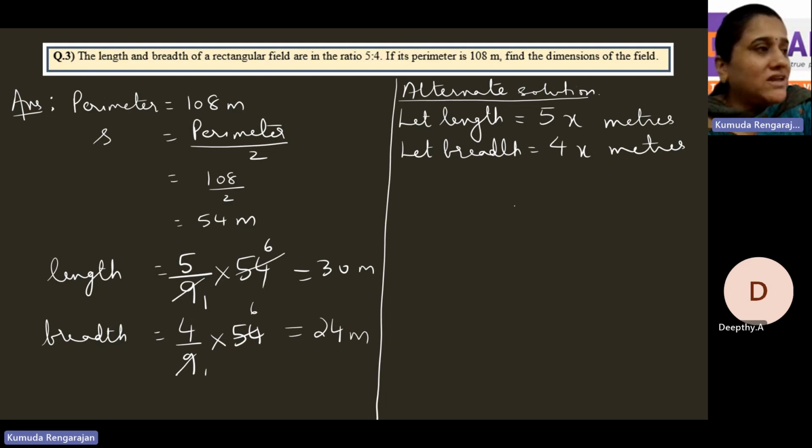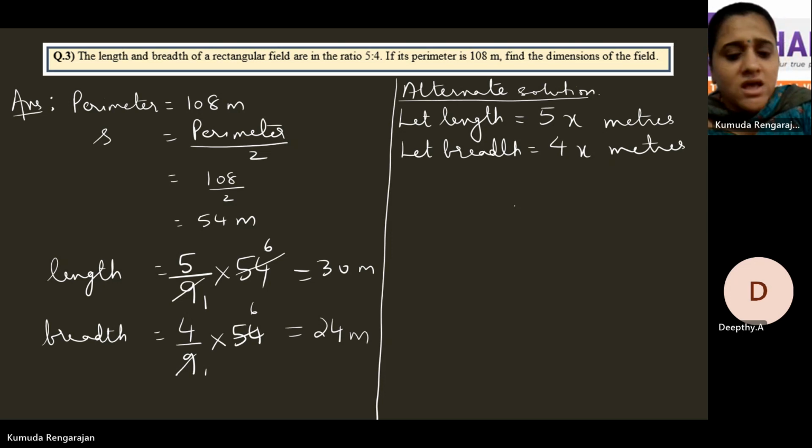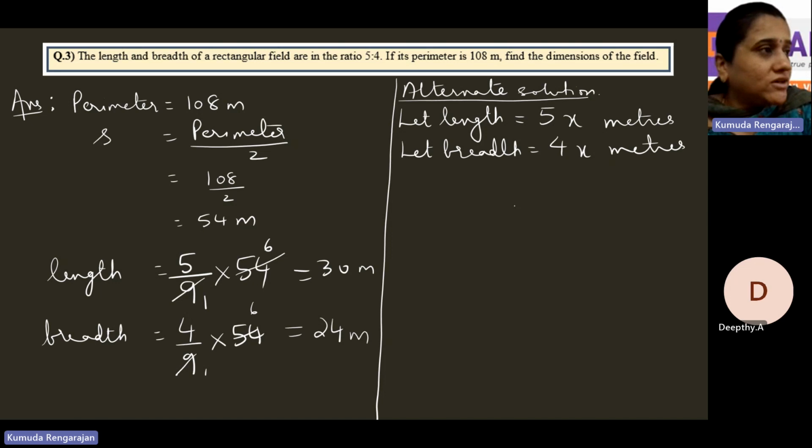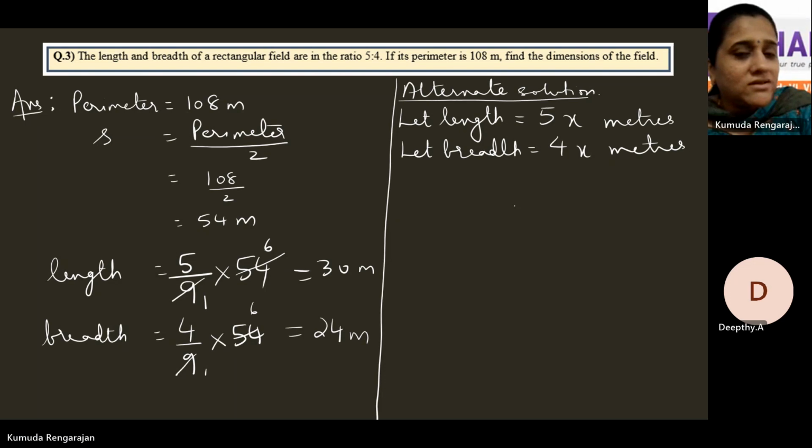When we say that two quantities are in the ratio 5:4, that means their original values are 5 into a constant and 4 into a constant. So let that constant value be x. Now when we work, we'll get x is 6. So the length is 5 into 6, 30 meters, and the breadth is 4 into 6, 24 meters. You'll get the same answer.